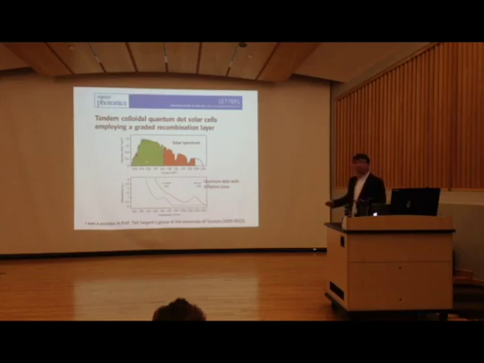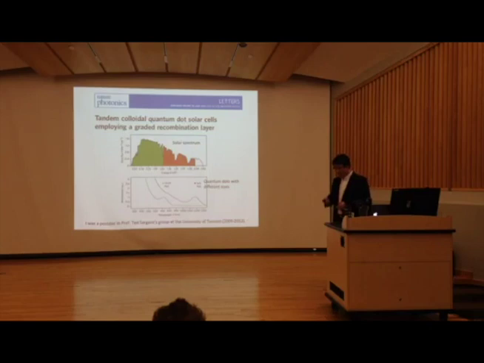Basically, in this type of device, I have two types of quantum dots integrated together for a two-junction solar cell to harvest the sun's energy. This is the solar spectrum, and this amount of energy is harvested by this type of quantum dot, and the red part is harvested by this one.